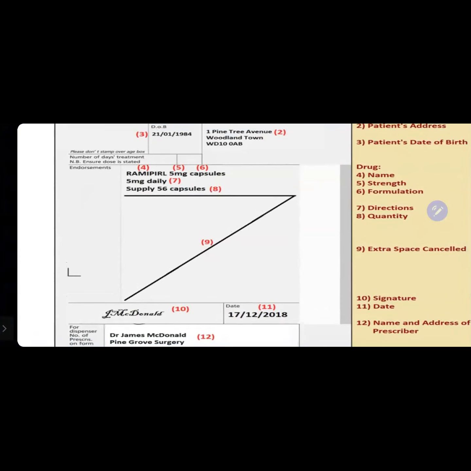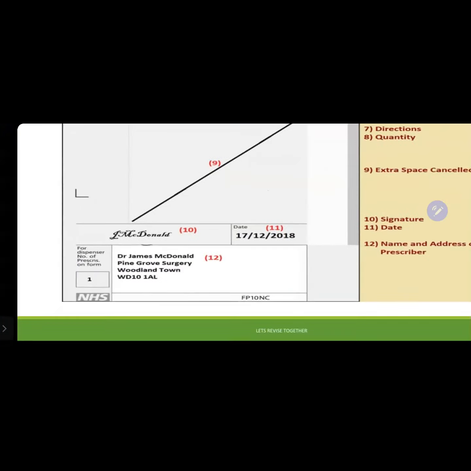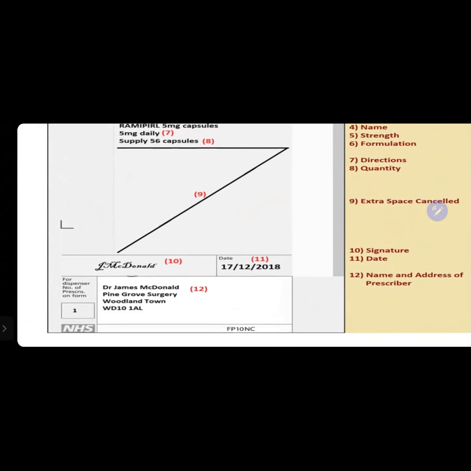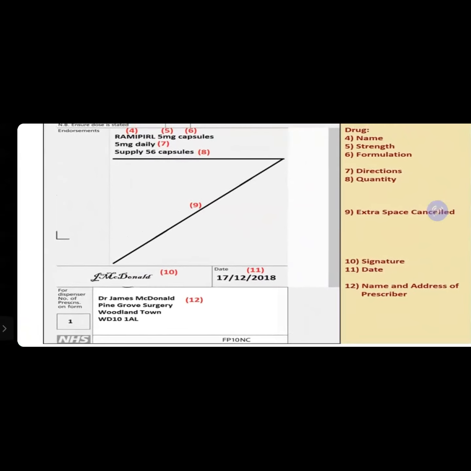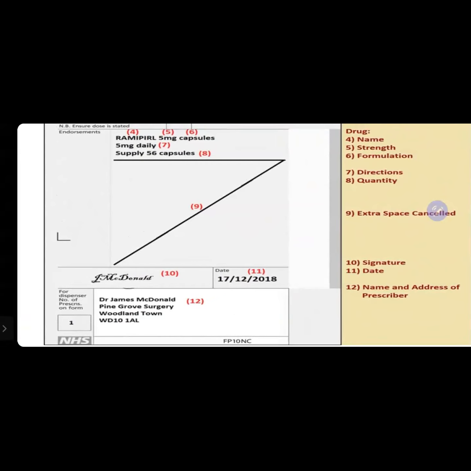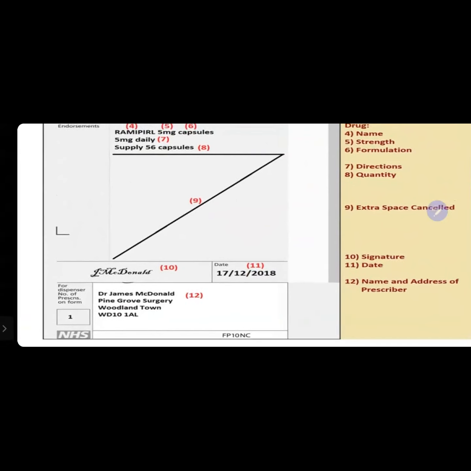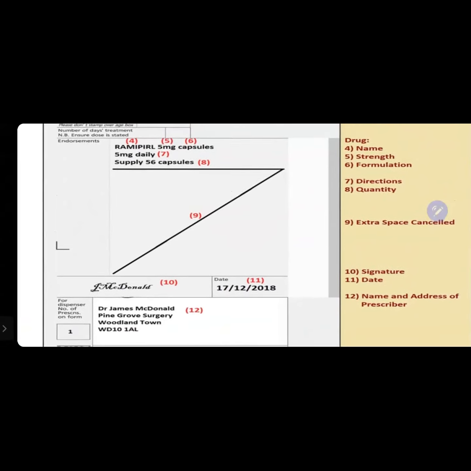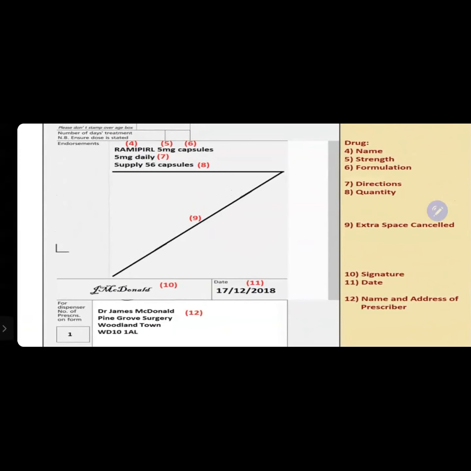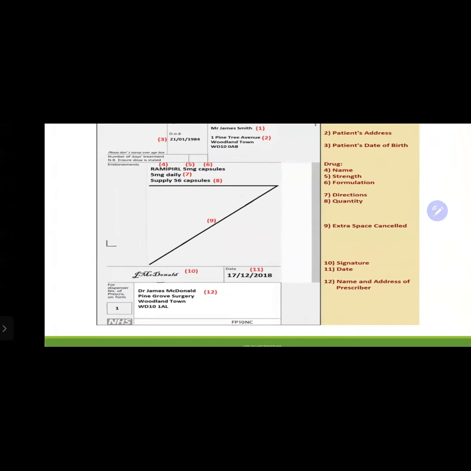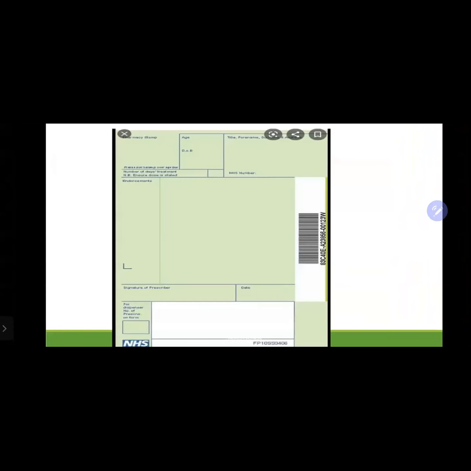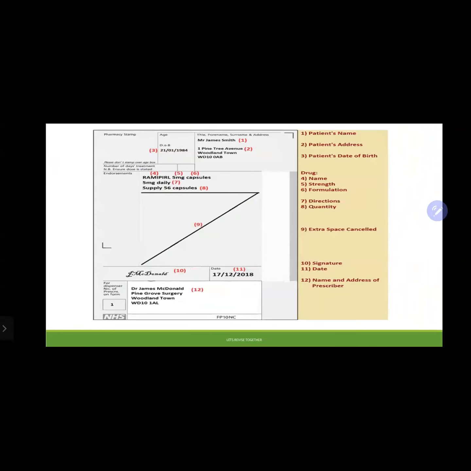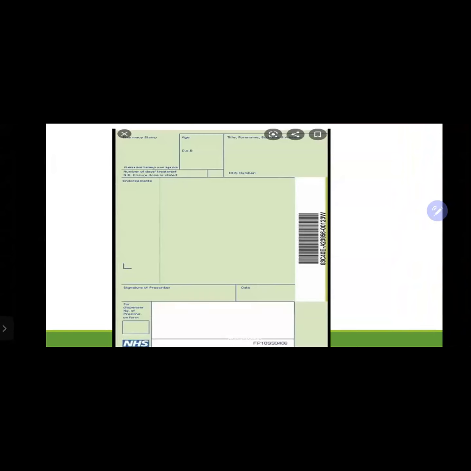After that, you are going to put a cross in the rest of the page, or you can also write no more prescriptions on this page. Extra space cancel. After that, come to the 10th point, that is signature. Here will be your signature, and then date, and then the name and address of the prescriber, which will be your name and your address. This information will be given to you. So guys, this is how you are going to fill this FP10 form. So let's do it now.